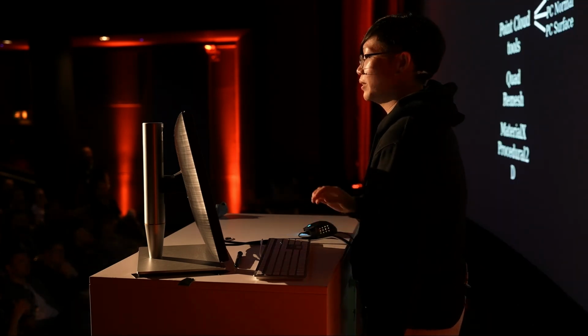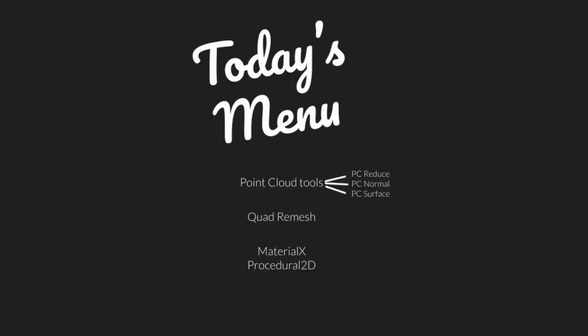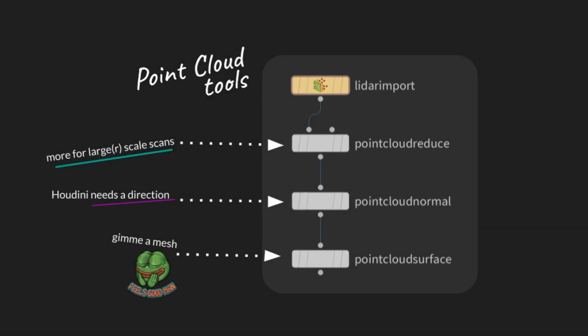This is actually a presentation on point cloud tools, namely PC Reduce, PC Normal, and PC Surface. We're also going to look a bit at Quad Remesh and also MaterialX procedural 2D nodes that are included in Houdini 20.